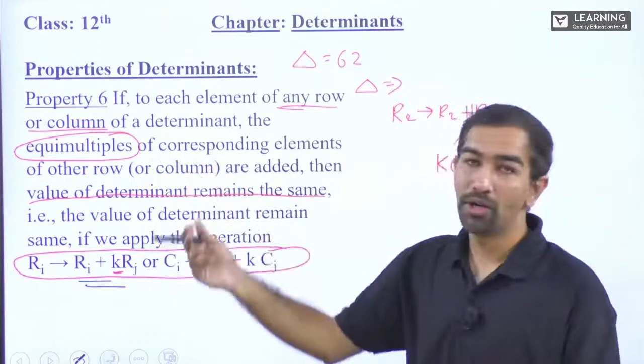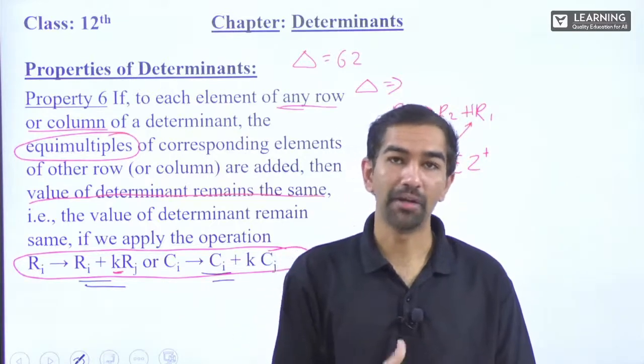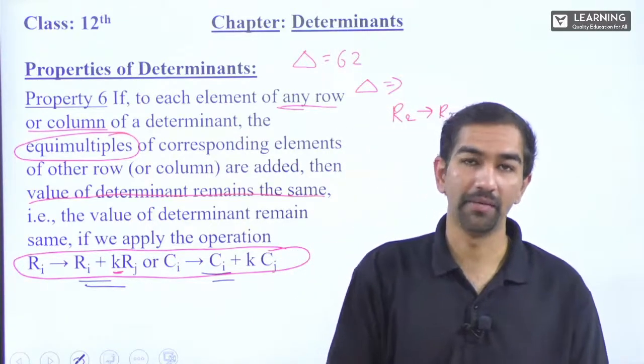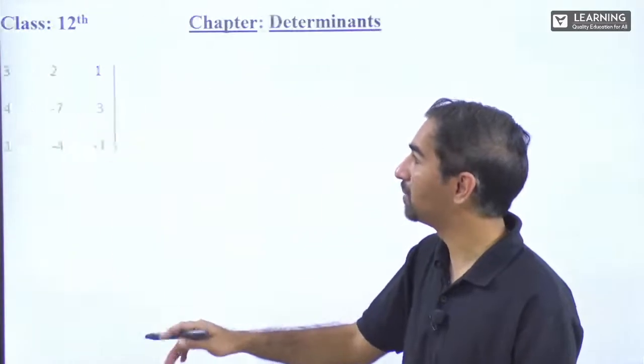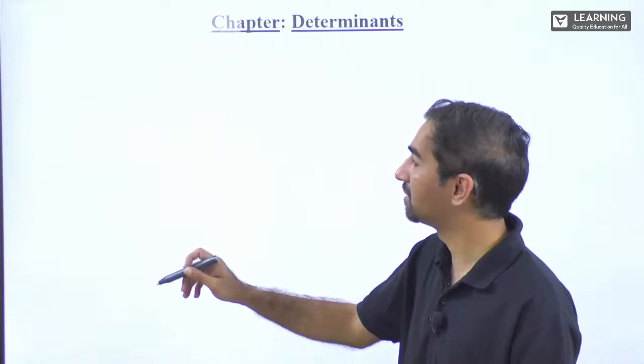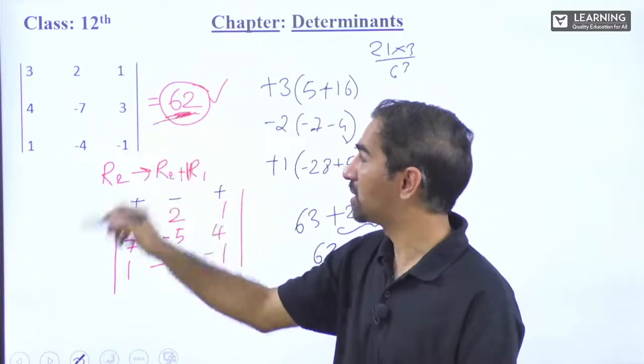So for any row or column, if you operate that particular row or column with the equimultiples of other row, then the value of the determinant remains unchanged. So again, we'll see an example here. This is the original determinant. We got 62 as our answer.